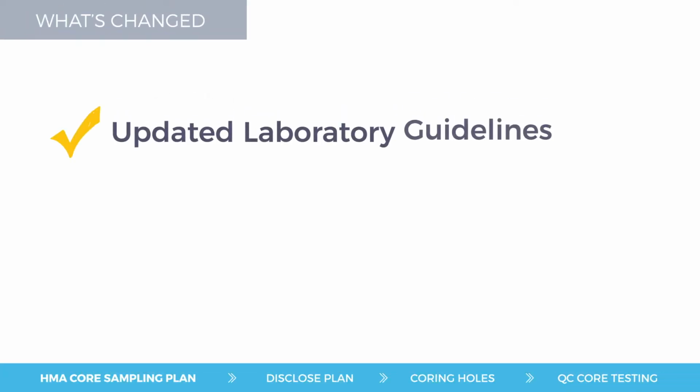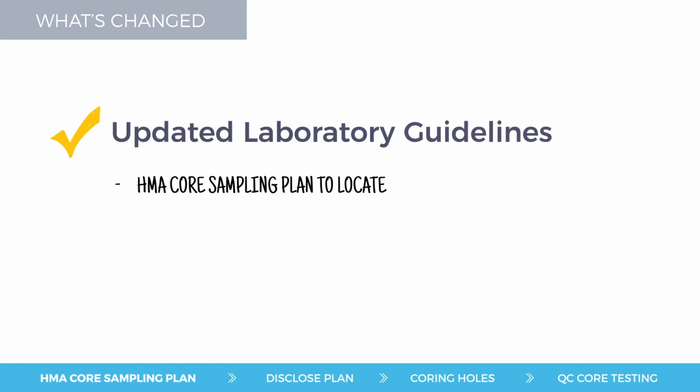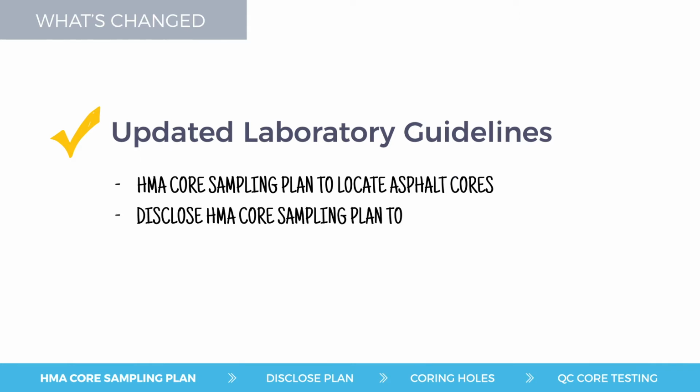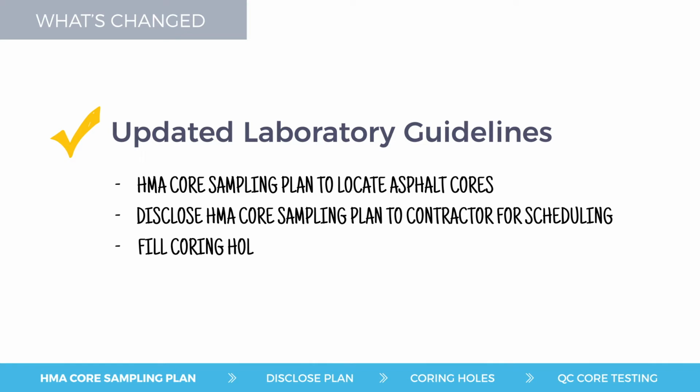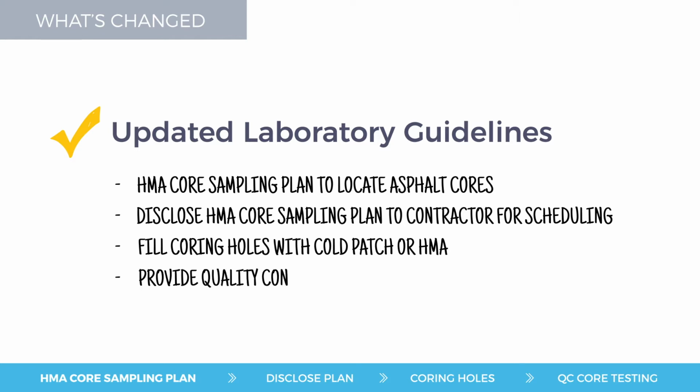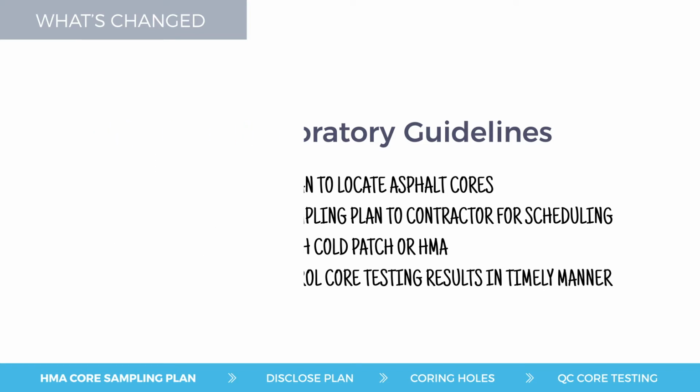Laboratories must now do the following. Use the HMA Core Sampling Plan form to determine the location of the asphalt cores. Disclose the contents of the HMA Core Sampling Plan with the contractor to assist in the construction schedule. Fill the coring holes with cold patching material or HMA in maximum lifts of 4 inches. Provide the quality control core testing results to the contractor in a timely manner.